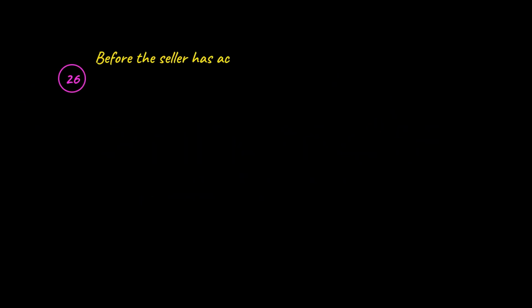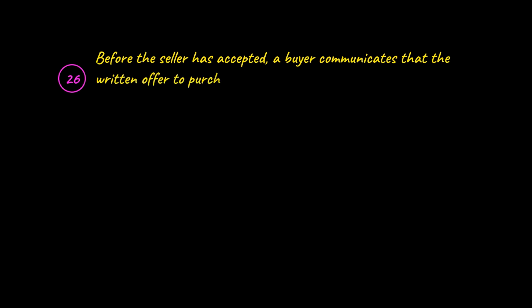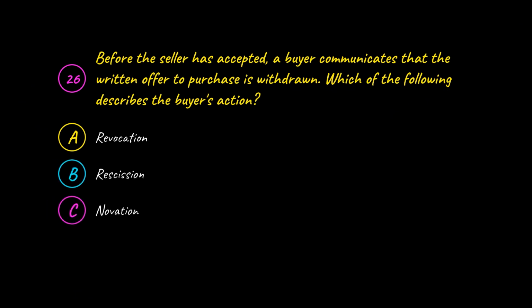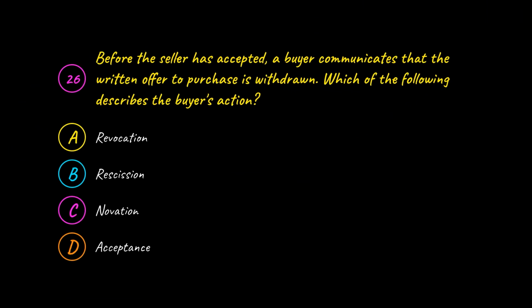Question 26. Before the seller has accepted, a buyer communicates that the written offer to purchase is withdrawn. Which of the following describes the buyer's action? Your options are A. Revocation, B. Rescission, C. Novation, D. Acceptance. Take a second. Which answer would you pick?